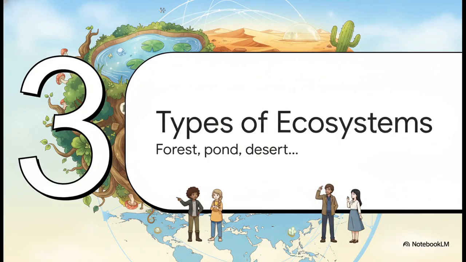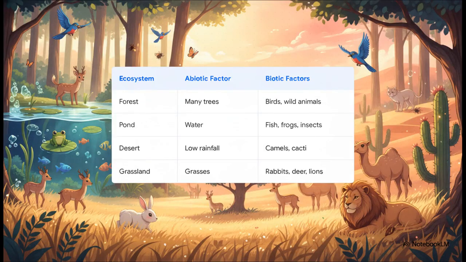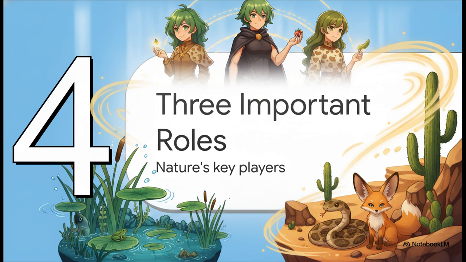Moving right along to Section 3, different types of ecosystems. Now, what's really interesting here is how different environments actually shape the life within them. Zoom out for a second. In a forest or a pond, resources are pretty abundant. But look at a desert ecosystem. With barely any rainfall, a super harsh abiotic factor, organisms are literally forced to adapt if they want to survive. That's exactly why you see camels and cacti thriving there, while a grassland, on the other hand, supports sweeping grasses, deer, and lions. The overarching rules of the engine are totally the same everywhere, but the players have to adapt to their specific stage. And that perfectly sets up Section 4, nature's 3 important roles.